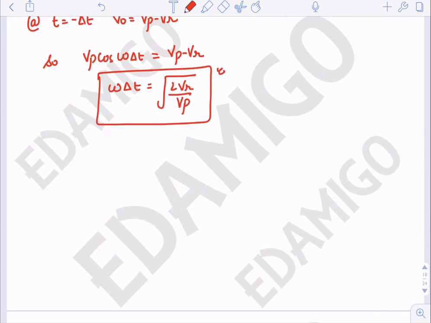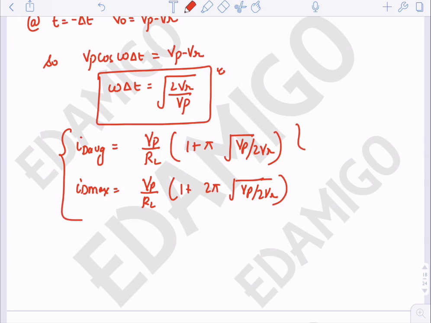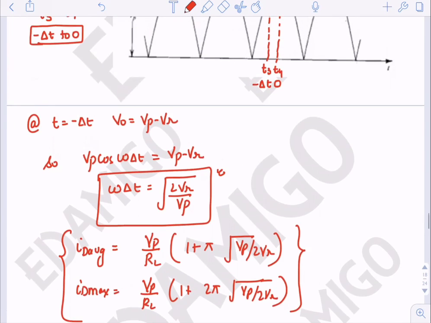Okay, and similarly we can find ID average also by the same exercise, and we will find that the ID average is also equal to the same equation, Vp upon RL (1 plus pi under root Vp upon 2Vr), doing the same exercise. Okay, and ID max will also be the same. The only change in the equation is the change in the value of Vr. Okay, so it is exactly a similar exercise to find out ID average.